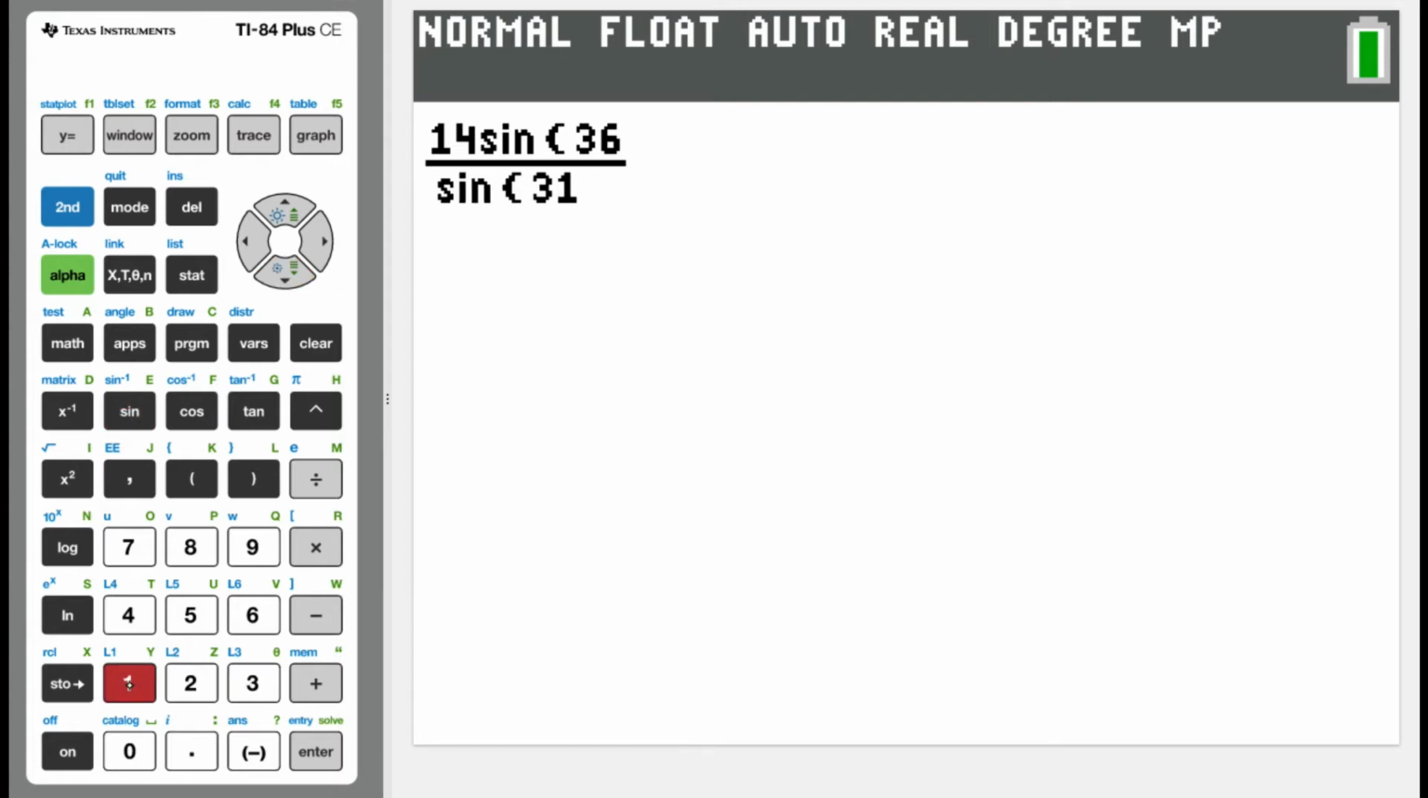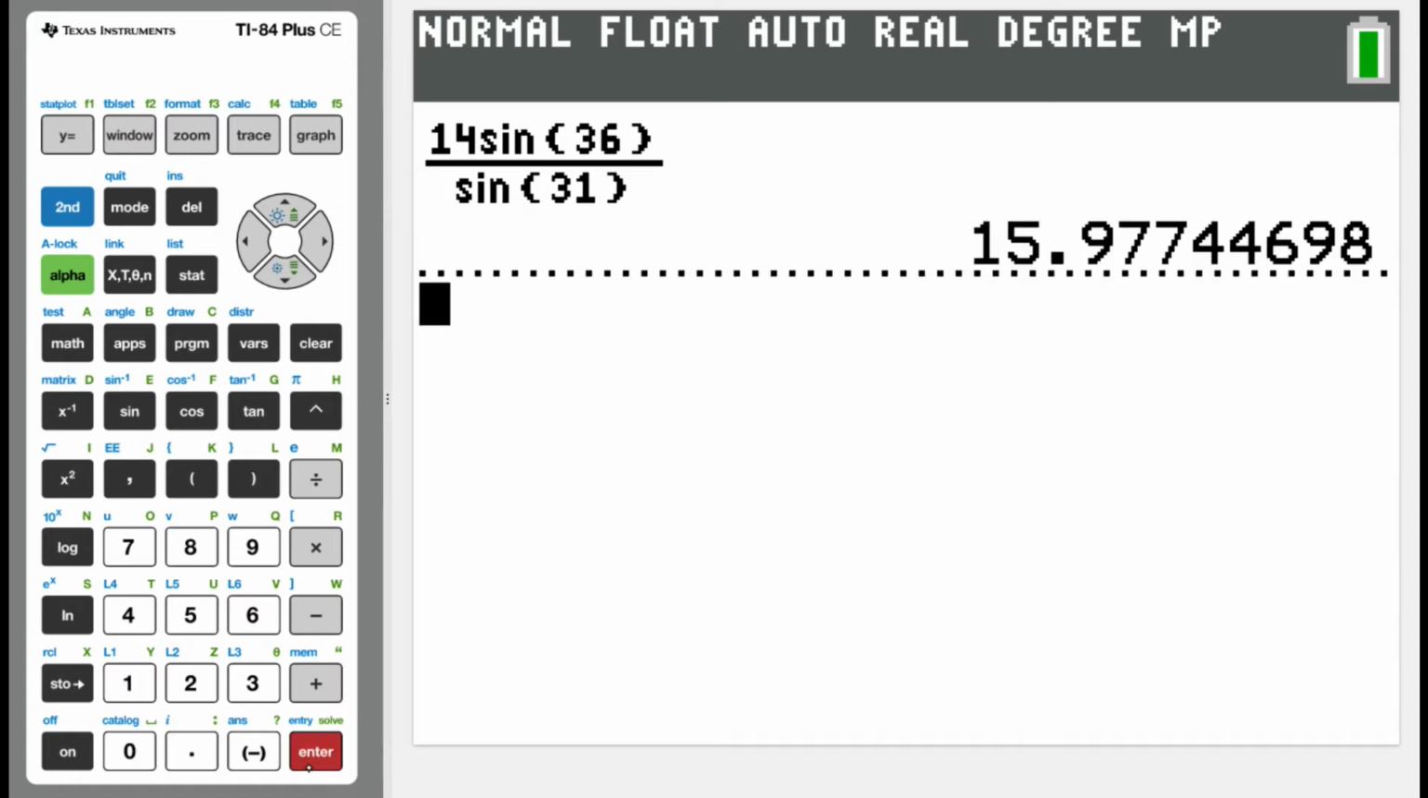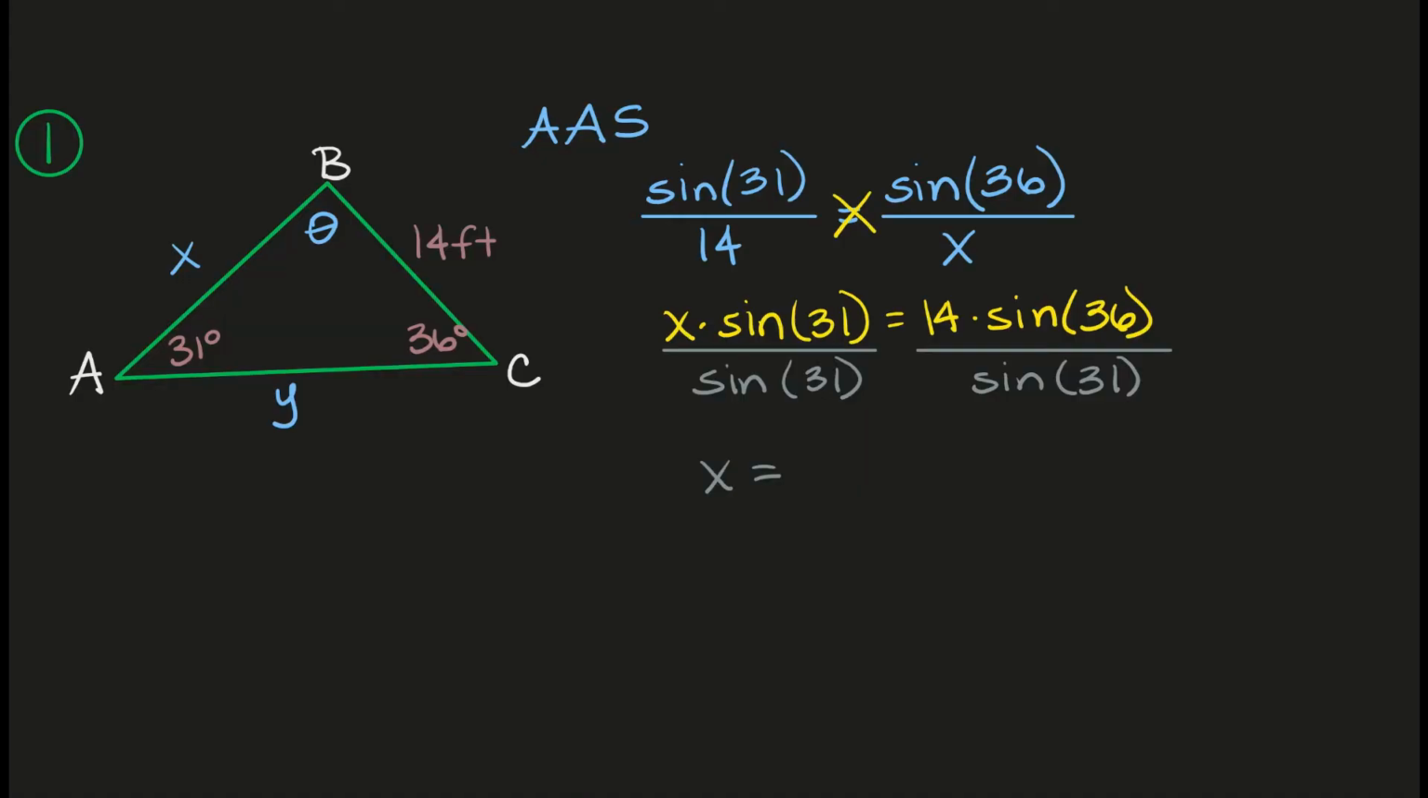Remember, when you're using the law of sines and cosines, you're going to want to make sure that your calculator is in degree mode. So here we're getting 15.97, you could say 0.98. That's close enough for us to say 16. So we can change it from equal and we'll say, okay, this is approximately 16.